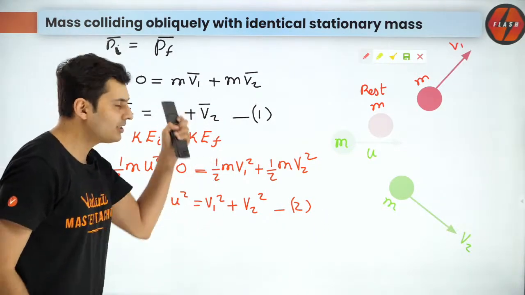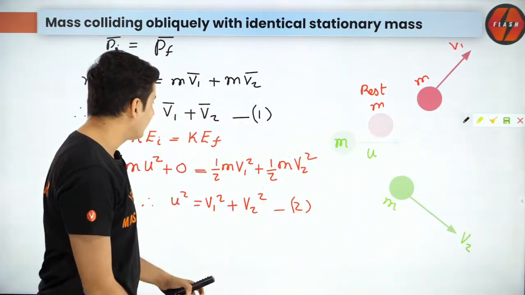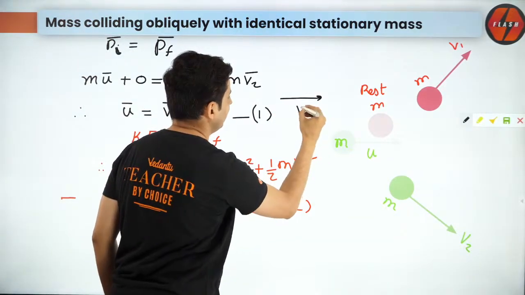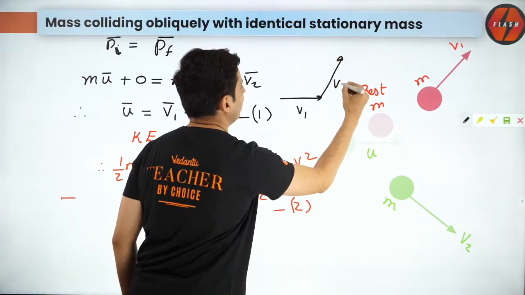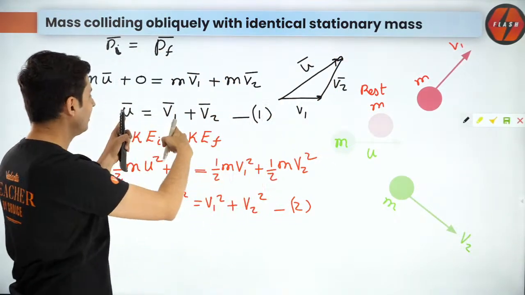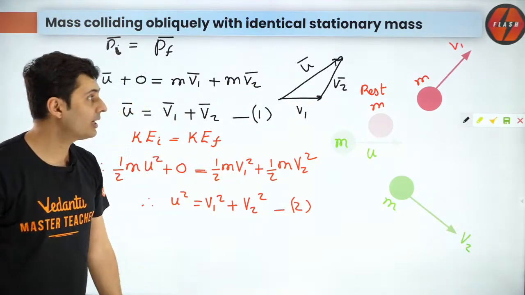Look at both these equations. What do you feel? U vector is the resultant of V1 vector and V2 vector. The resultant is U vector. Don't you see that?